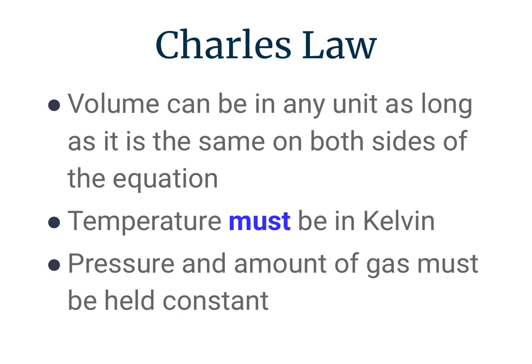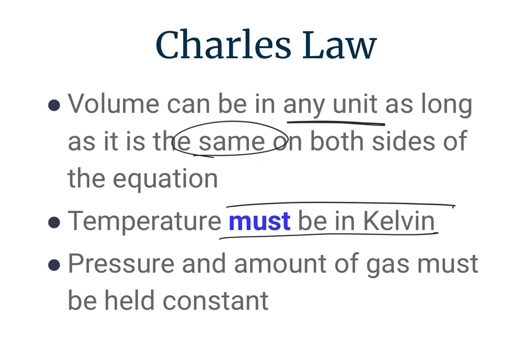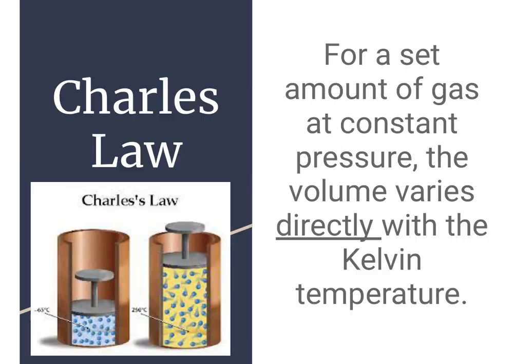So Charles' law is that first law we're looking at. And with Charles' law, the volume can be in any unit you want. Doesn't matter, it just has to be the same on both sides. However, the temperature must be in Kelvin. So that is a non-negotiable, got to be in Kelvin. And then we're assuming that pressure and amount of gas are staying consistent.